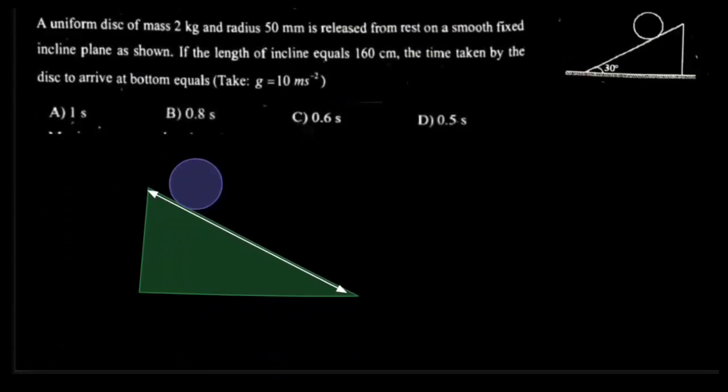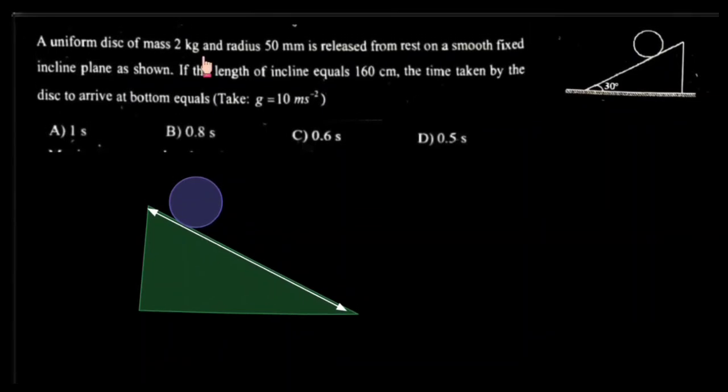Second question: a uniform disc of mass 2 kg and radius 50 millimeter is released from rest on a smooth fixed inclined plane. So you have to keep this in mind: it is a smooth fixed inclined plane, and it is released from rest. If the length of the inclined plane is equal to 160 centimeter, the time taken by the disc to arrive at the bottom is equal to?